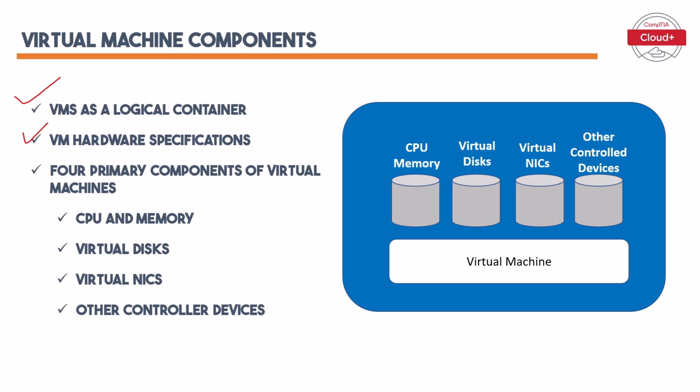VMs also have hardware specifications. However, in the VM environment, some hardware specifications vary according to the physical resources that are available in the pool. There are four primary resources needed to run a VM. First, you have to have a CPU and memory, then virtual disks, virtual NICs, or network interface cards, and other controllers, such as if you want to install an OS using an ISO file.